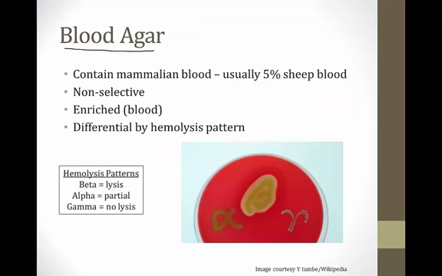So blood agar is a very useful growth medium for identification of bacteria. It contains mammalian blood, usually 5% sheep's blood. It's considered a non-selective media because lots of different bacteria will grow on it.